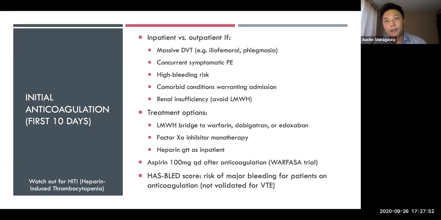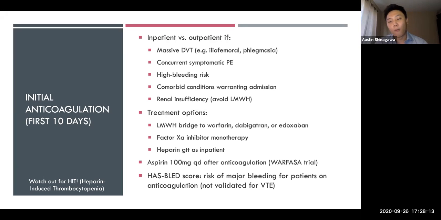Another important thing to consider is the WARFASA trial, which showed a benefit of using aspirin 100 milligrams daily after anticoagulation, indefinitely, actually. One way you can stratify patients in terms of bleeding risk is with the HAS-BLED score.